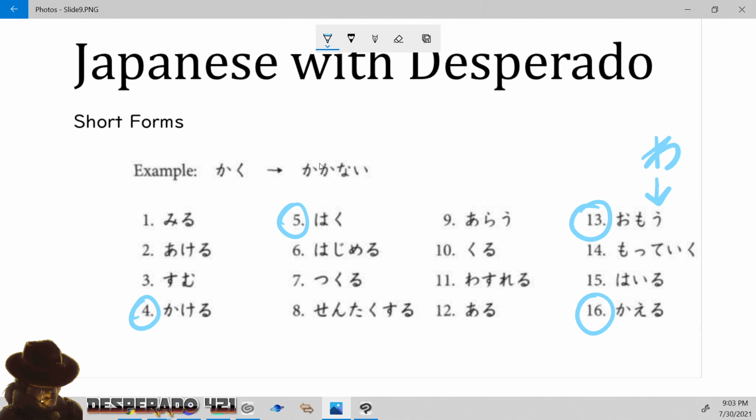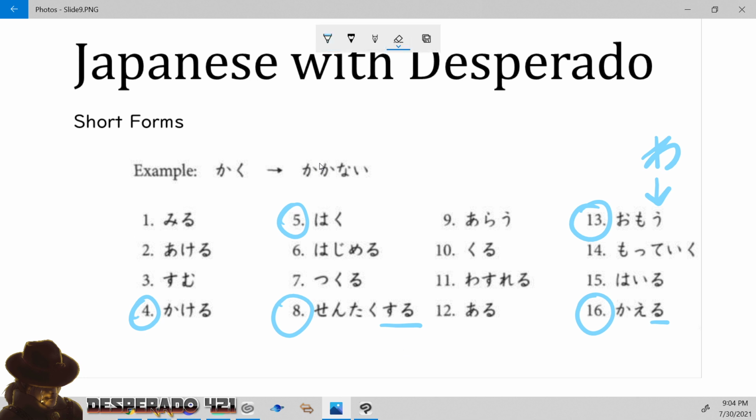Ellie, do number 16 for me. Kaeru. Kaenai? It's not a ru verb. Kaeranai? Very good, fantastic. Lavitz, you get number 8. Sentaku suru, which would be sentaku shinai. Yes, I didn't pronounce the e sound the first time. It almost sounded like you said shanai. So, sentaku shinai. Very good.